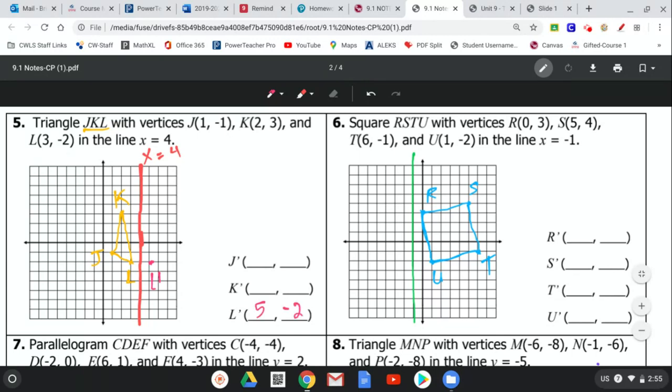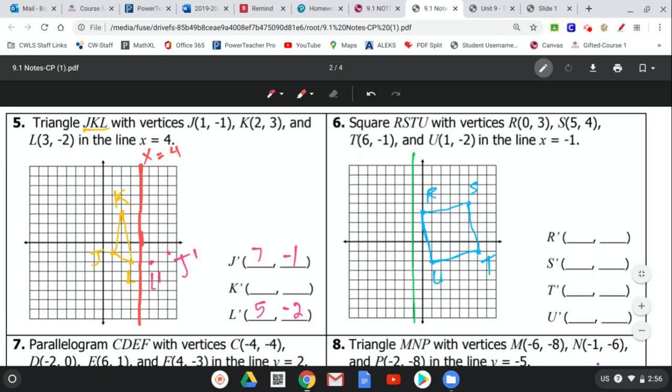Then we have J. J is 1, 2, 3 units away from the line x equals 4. So it's going to go 1, 2, 3. And that's going to give us J prime. And so the coordinate for J prime is going to be 7, -1.